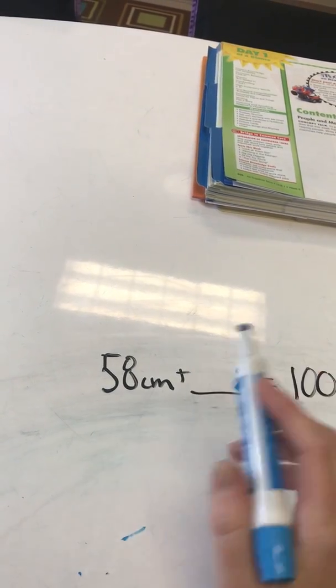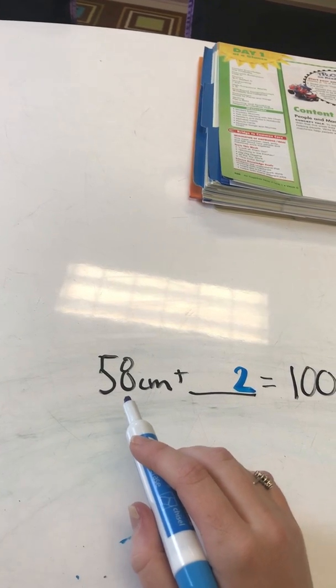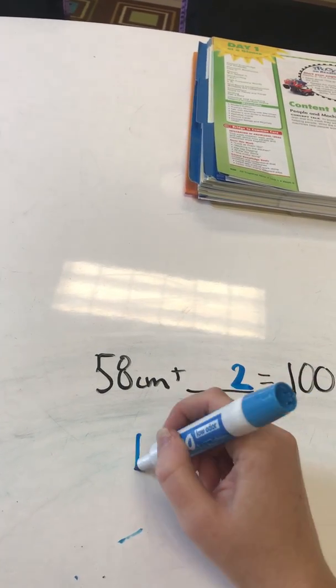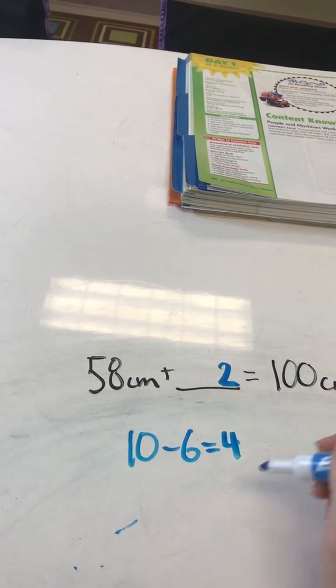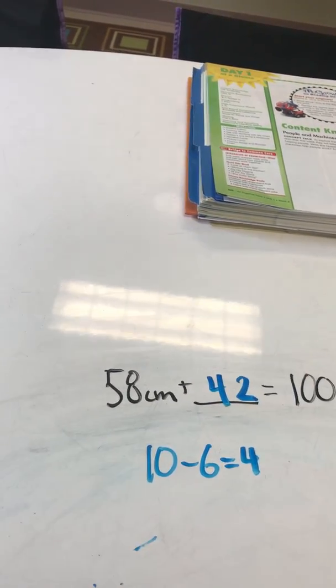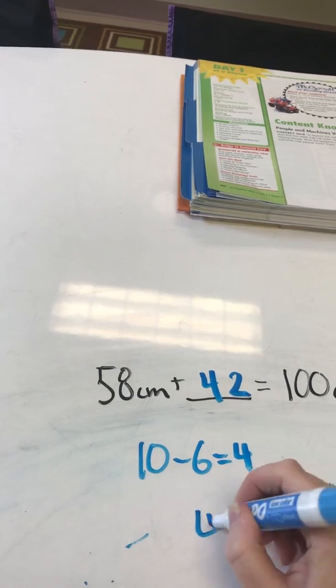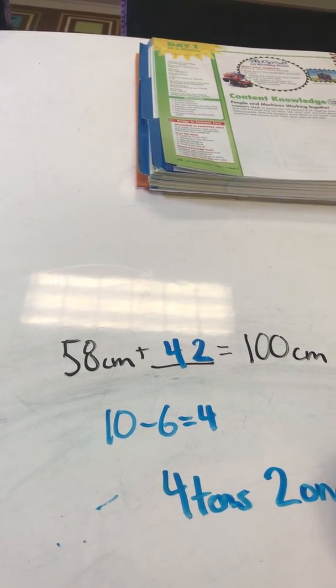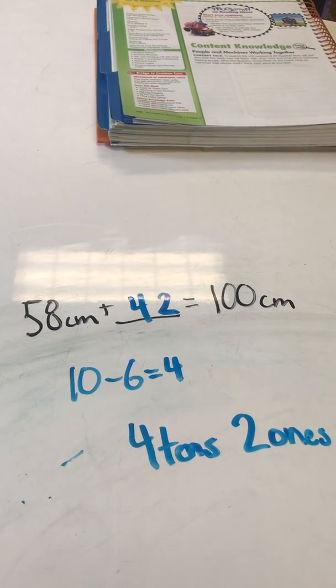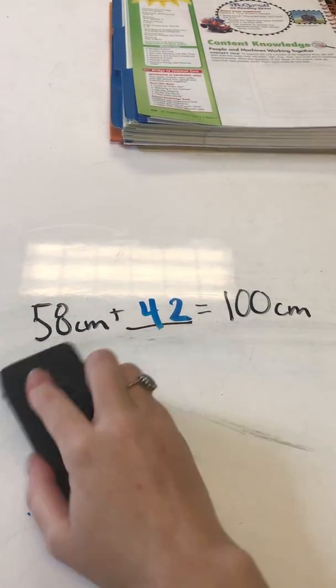60 plus how many tens will get me to 100? Well, if I do 10 minus 6, that gives me 4. So that means it's going to be a 4 here, okay? So I'm at 42. So that means 4 tens and 2 ones took me to get to 100. We're going to try one more.